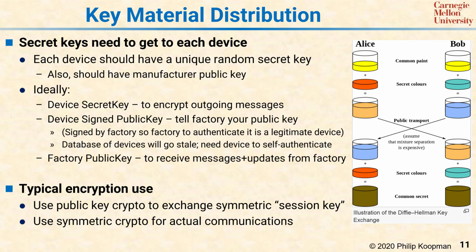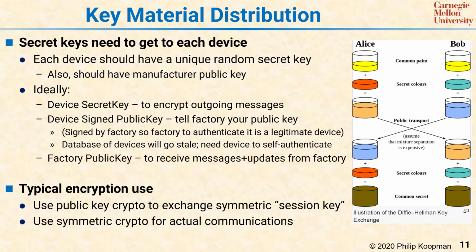Alternately, you can use a public cryptography-based key agreement protocol such as Diffie-Hellman. This picture uses an analogy with paint colors to say there's a common paint and a secret color, and you can send these paints through the mail, and even if everyone knows what the color is, they can't separate out the secret from the common paint. And then using this color exchange, you can agree on a common shared secret.